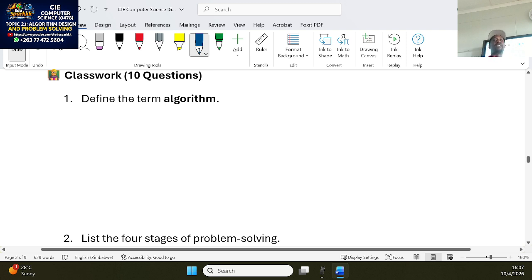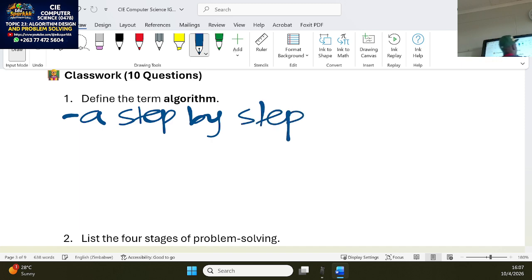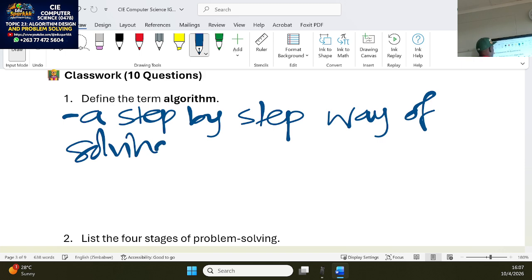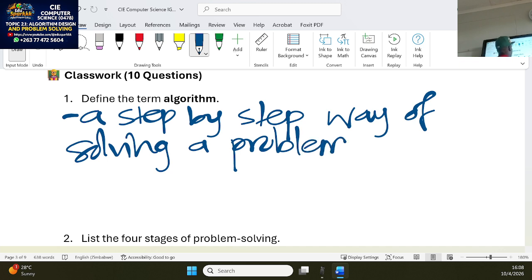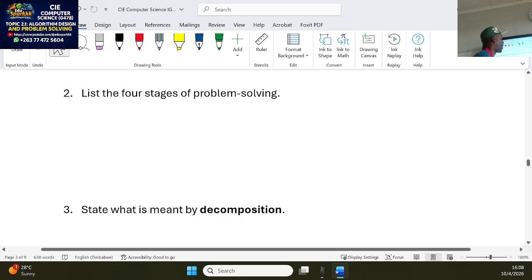So algorithm, this is a step-by-step set of instructions that are used to solve a problem or carry out a task. So this is a step-by-step way of solving a problem. That's an algorithm. And then we're interested in four stages of solving a problem.